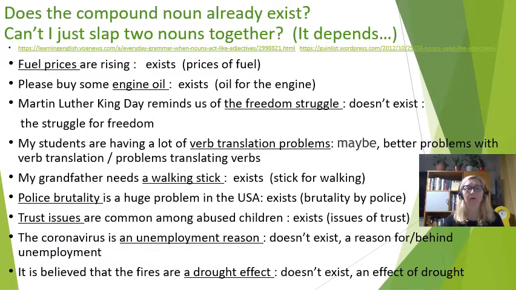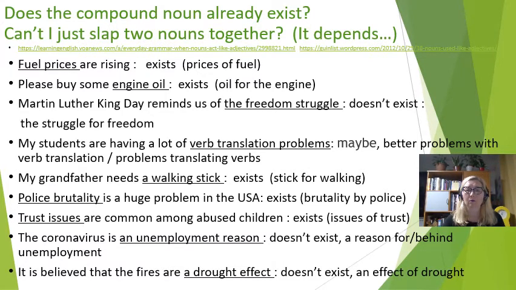Okay, la lotta per la libertà. Martin Luther King Day reminds us of the freedom struggle. No, this noun does not exist. The struggle for freedom would be correct. So again, as I said, a construction with a preposition. Problemi con le traduzioni dei verbi, verb translation problems. Could be fine to say this. It sounds okay to me, but maybe better problems with verb translation or problems translating verbs.